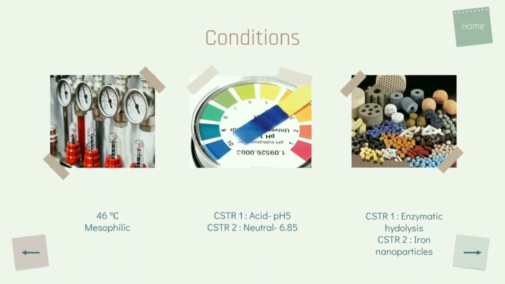Moving on to the conditions of the reactor which need to be optimized to ensure high production of biogas, which are firstly the temperature, which must be at 46 degrees Celsius as it is a mesophilic range and the best temperature for the bacteria to react. Next, the pH, where it is acidic at pH 5 and neutral at pH 6.85 for CSTR1 and CSTR2 respectively. Last but not least is the catalyst that are needed to increase the rate of the reaction, where enzymatic hydrolysis is chosen for the first reactor and iron nanoparticles for CSTR2.